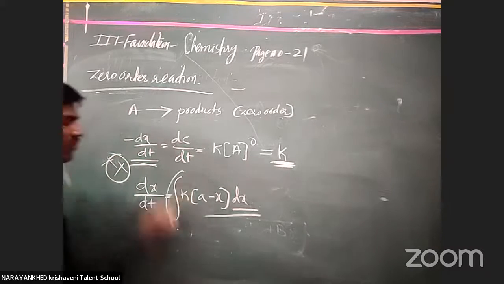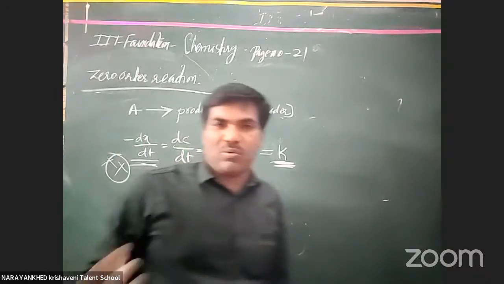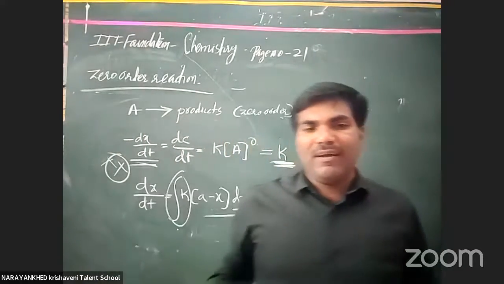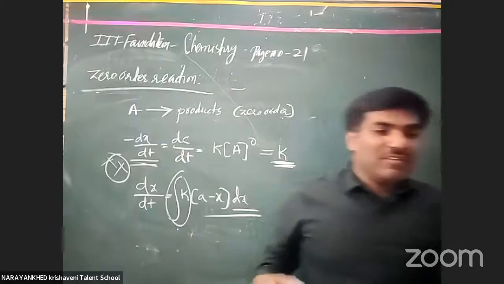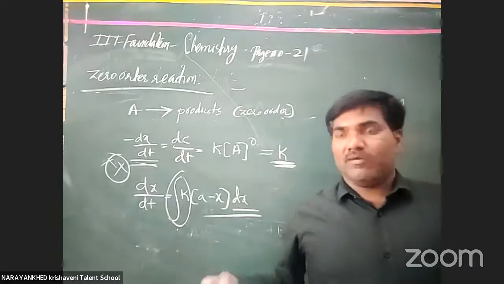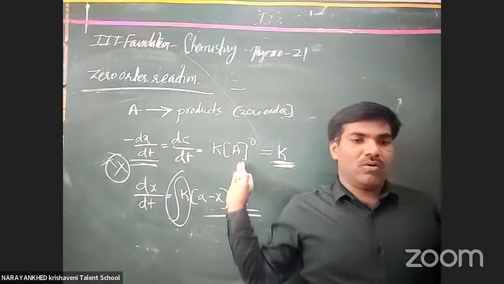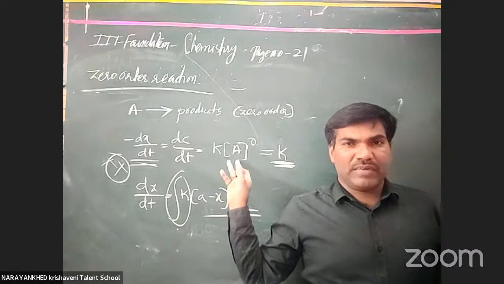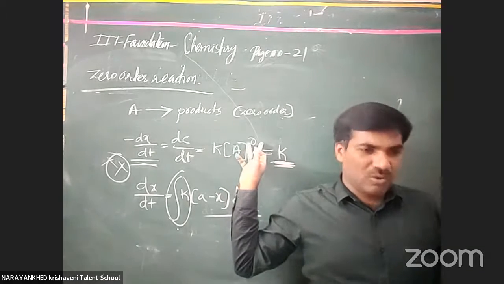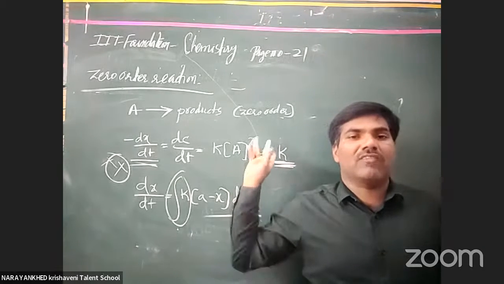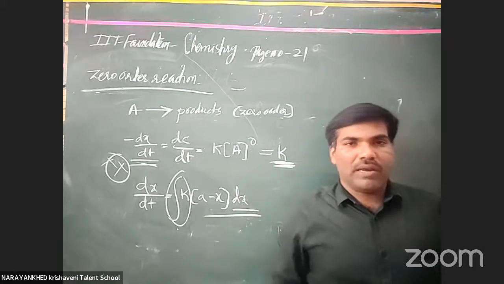Since you don't know about integration, only the simple thing that you consider here is what is called the zeroth order: when the power of the concentration is taken as zero. When the power of the reactant is zero, that is called our zeroth order. Clear or not, all the students?